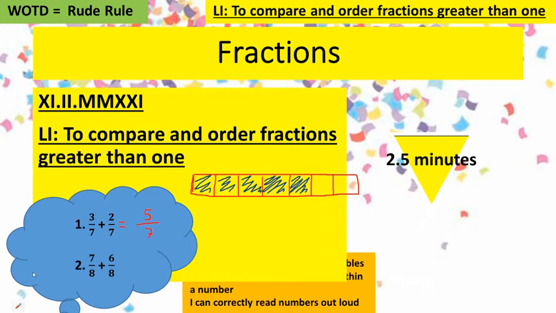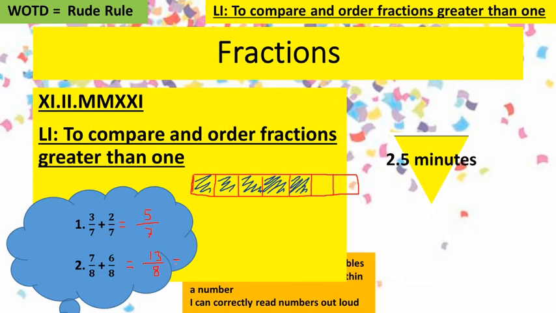Okay, let's look at the next one, which is a little bit different. Because 7 adds 6, remember the denominator stays the same, we're still going to be working in eighths. 7 add 6 is 13. Hopefully you remember that that is an improper fraction because the top number, the numerator, is bigger than the bottom number, the denominator. So 13 eighths is the answer as an improper fraction.